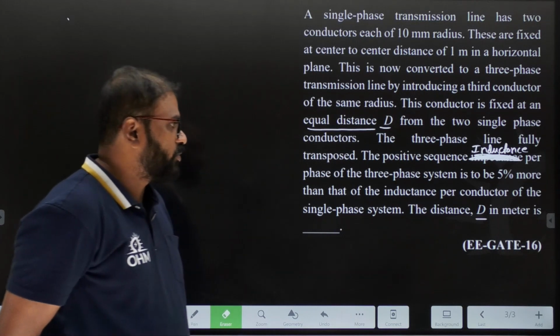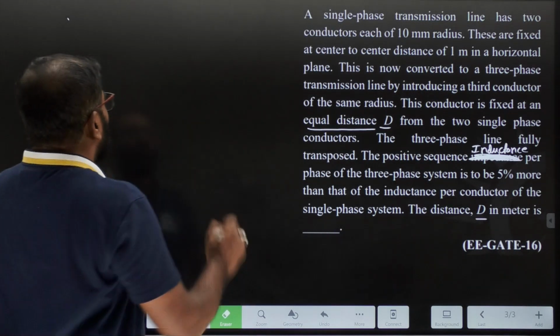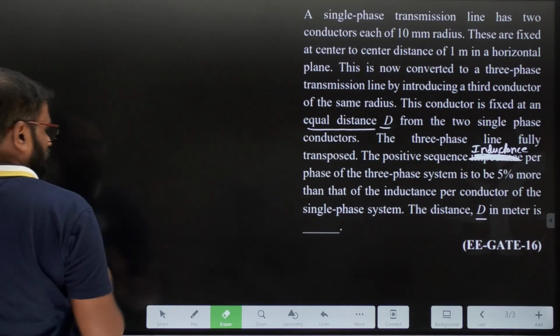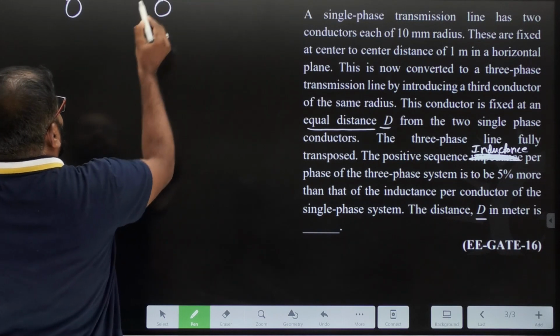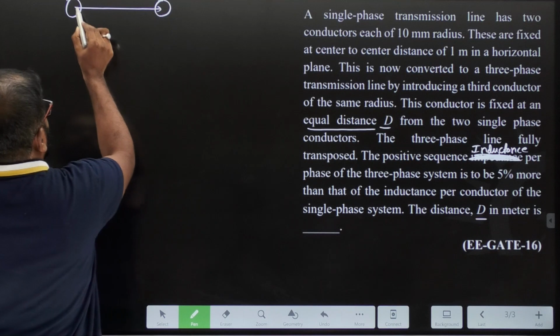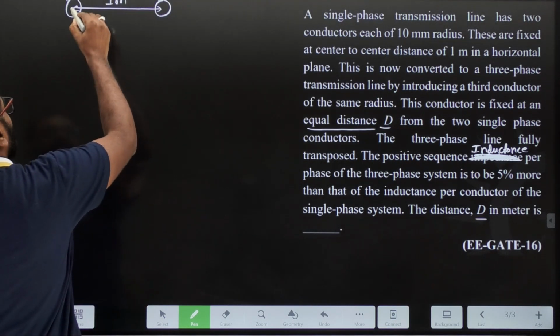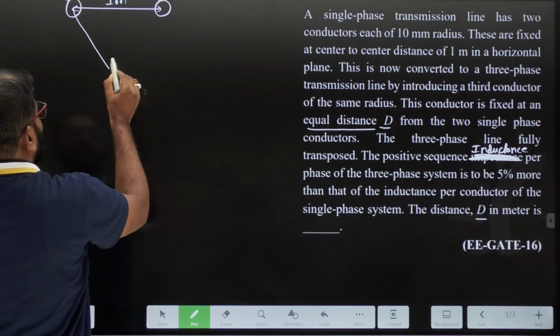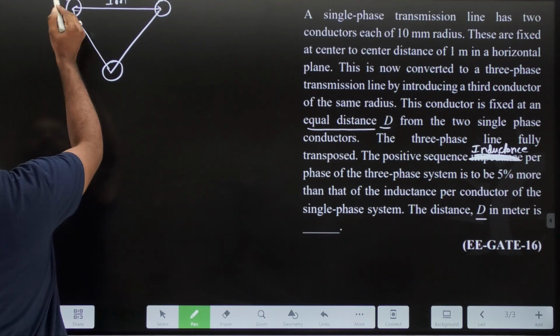The positive sequence inductance per phase of the three-phase system is 5% more than that of the inductance per conductor of the single-phase system. The distance d in meters is? If you really notice, we have initially a single phase system. That means we have two conductors. What is the distance between them? Center to center distance is 1 meter. Now a third conductor is introduced such that it is located at an equal distance from the single phase transmission line's two conductors.